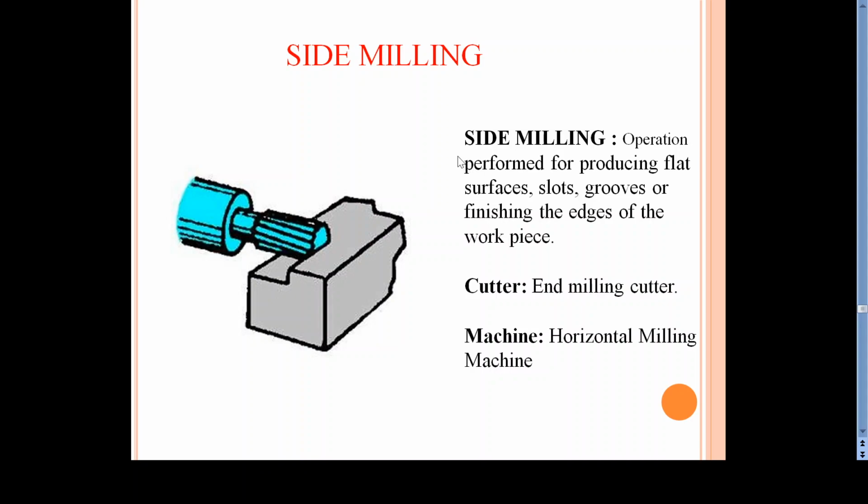This is side milling. This is used in a horizontal milling machine because the cutting is performed by the periphery of the milling cutter. By using the periphery of the milling cutter, this is used for producing flat surfaces, slots, grooves, or finishing the edges of the workpiece.